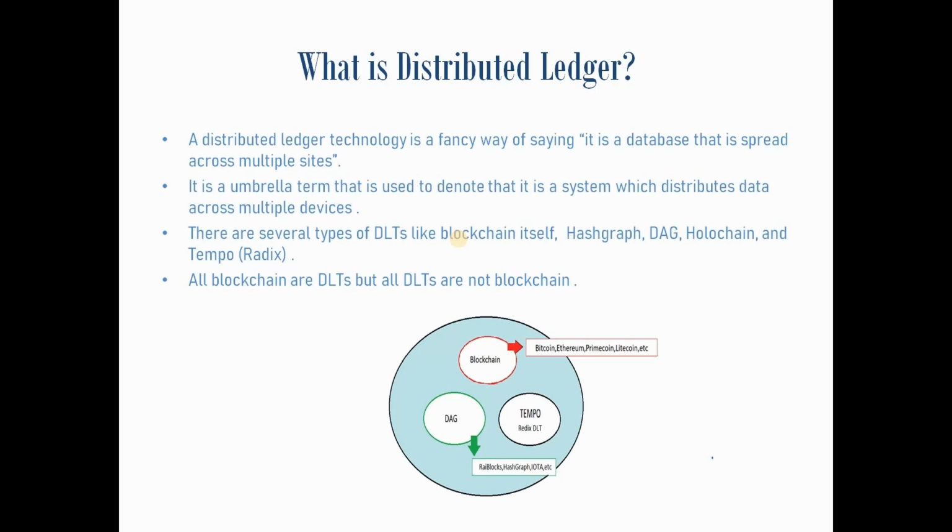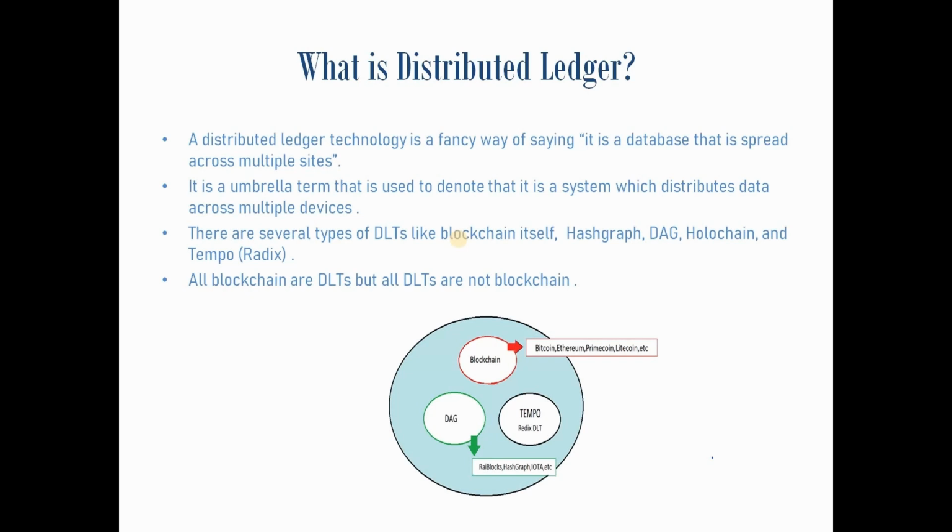So the primary aim of distributed ledger technology is to reduce the risk of central storage, which we can see in several organizations and government structures. There are several types of DLTs like blockchain itself, hash graph, DAG, holochain, and Tempo.